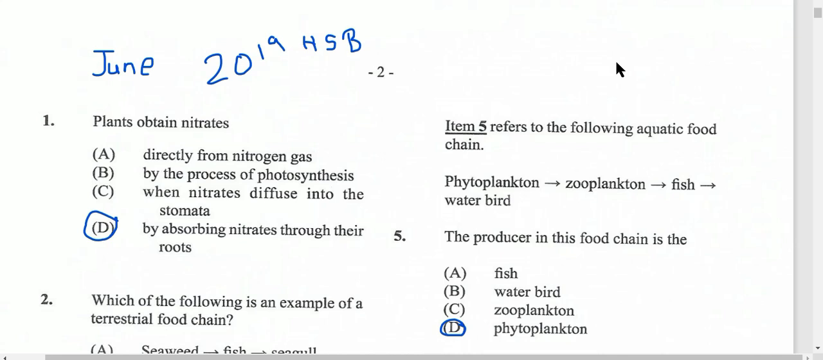Welcome to CSEC Biology, the cover page. In today's lesson, we're going to be looking at the CXC CSEC June 2019 HSB multiple choice paper, or one might say Paper 1.